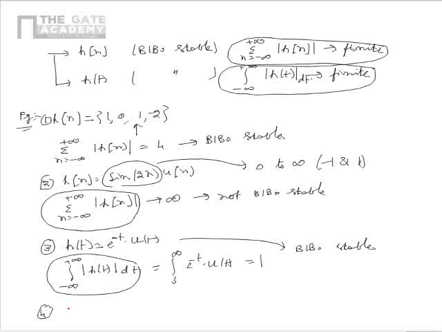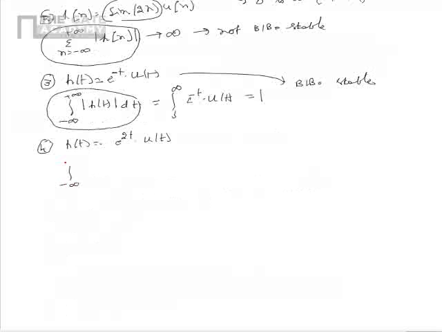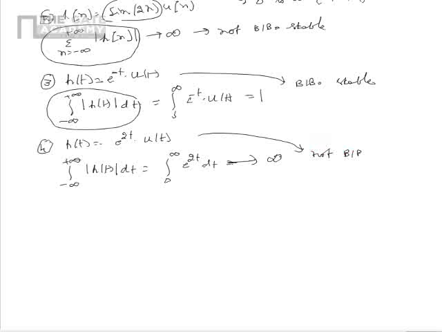Now let us consider another continuous time LTI system of impulse response h of t is equal to e power 2t multiplied by u of t. Now if we try to find out integral minus infinity to plus infinity mod of h of t dt, this is equal to integral 0 to infinity e power 2t dt. This integration, if we try to find out, tends to infinity. So we see that the given continuous time LTI system is not stable in BIBO sense.